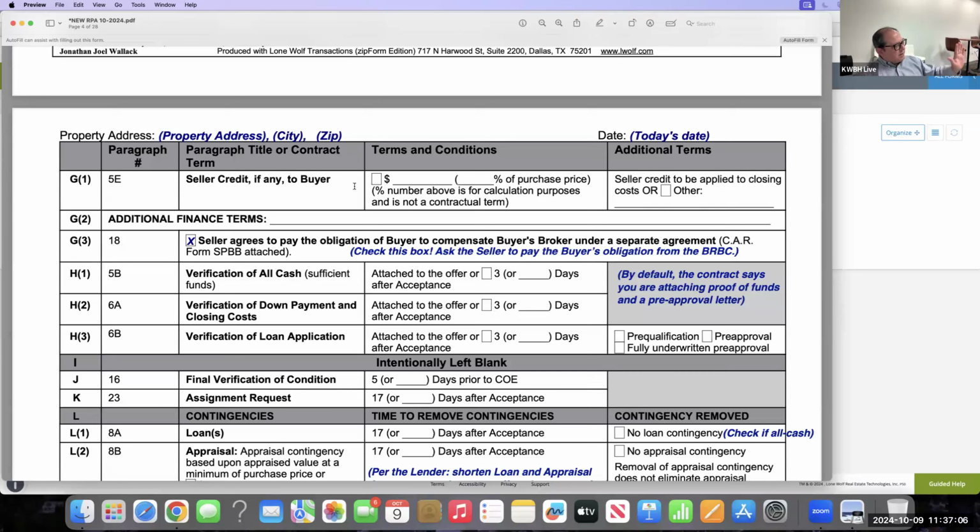The listing broker is gonna give their listing agreement to escrow, which says how much the listing side commission is. Buyer's agent, you are gonna give your buyer representation agreement to escrow, saying how much the buyer is paying you. So that's gonna go on the buyer's accounting side. Now we're getting a credit from the seller, and then the buyer is paying you out of that credit.